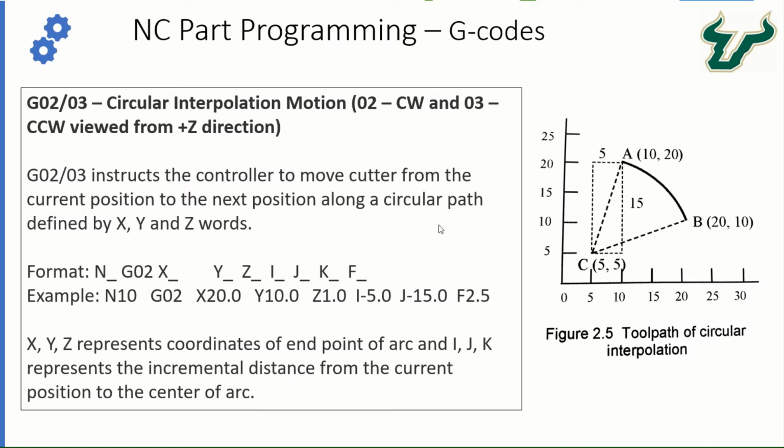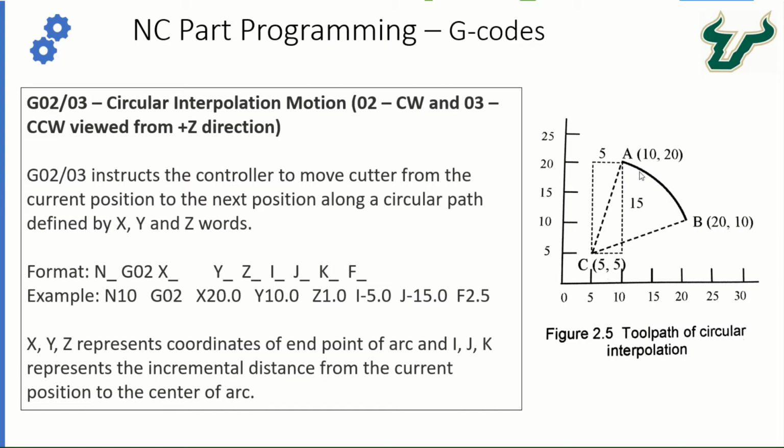All right. So again, the example, if we want to look at it here, is N10, then G02, which means that we are moving, or basically cutting, in the clockwise direction, and then you have X, Y, Z, and then I, J, K, and then the feed rate. So X, Y, Z obviously represents the coordinates of the end point of the arc. Okay, so let's say initially the cutter is at location A with the coordinates of 10 and 20, and let's say we want to move it in the circular motion to the point B with the coordinates of 20 and 10.